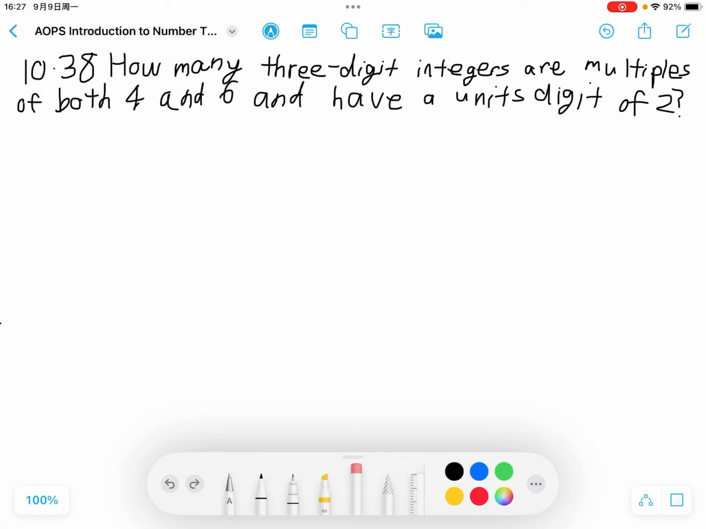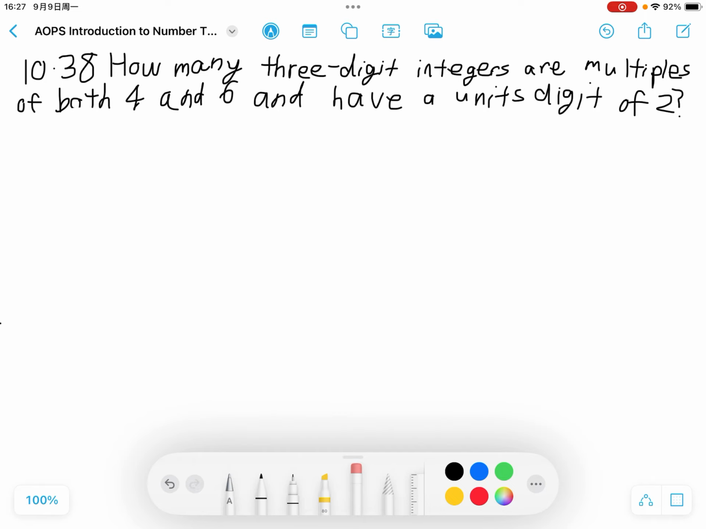This is problem 10.38 in AOPS, Introduction to Number Theory. How many three-digit integers are multiples of both 4 and 6 and have a unit digit of 2? To start this problem off, first let's just define three-digit integers.